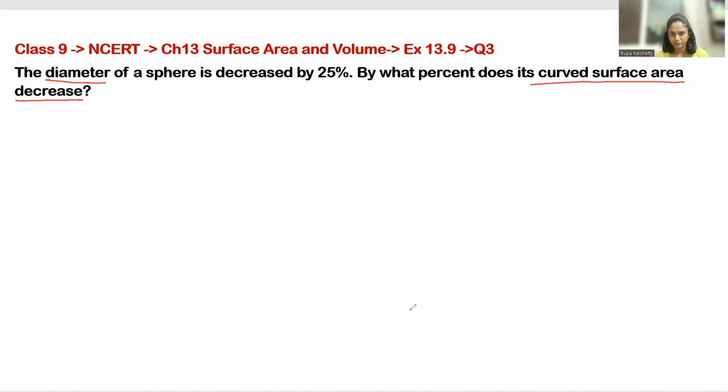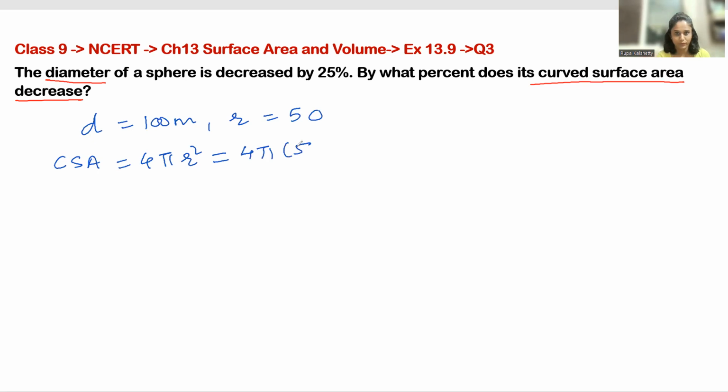Then what percent does its curved surface area decrease? So how do we solve this? As we do not know the diameter, let's say that the diameter is 100 meter. If the diameter is 100 meter, then the radius is going to be 50. So the curved surface area of the sphere is given by 4 pi r squared. So at first, the curved surface area was 4 pi 50 squared. Let's keep the value as it is, 4 pi times 50 times 50. Let's say this is equation 1.